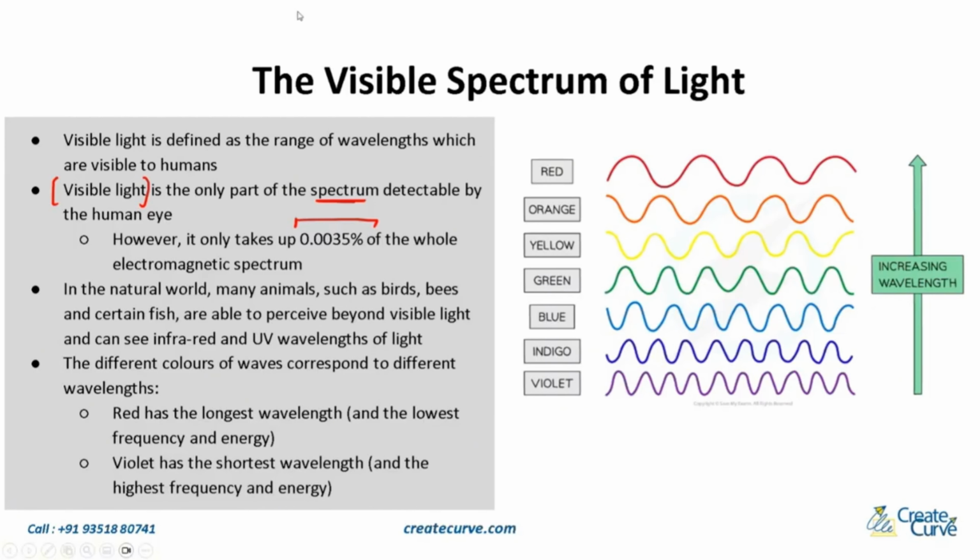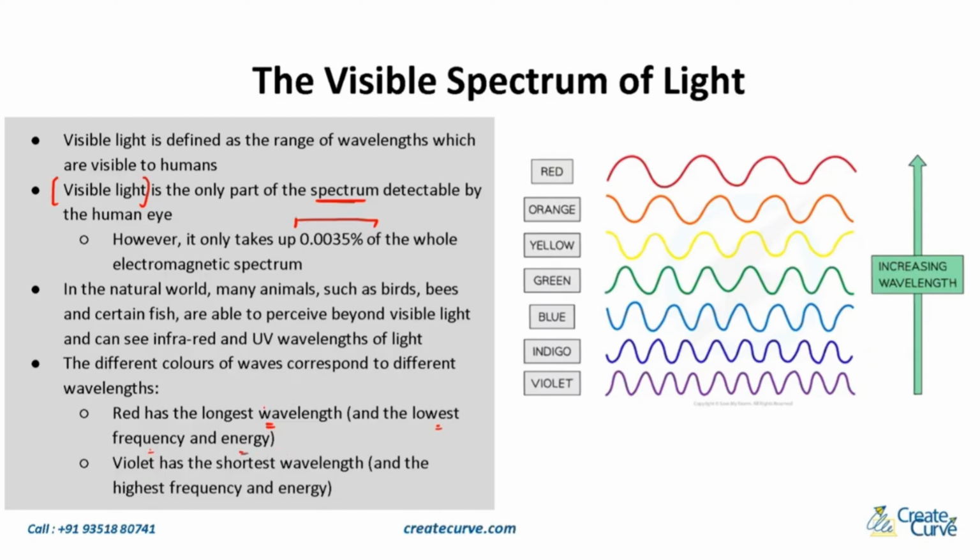So the electromagnetic spectrum is very wide, very big, but the only thing which we can see is a very small part of it. Then the color which has the longest wavelength will refract the least and will have the lowest energy and lowest frequency. So red is less harmful.